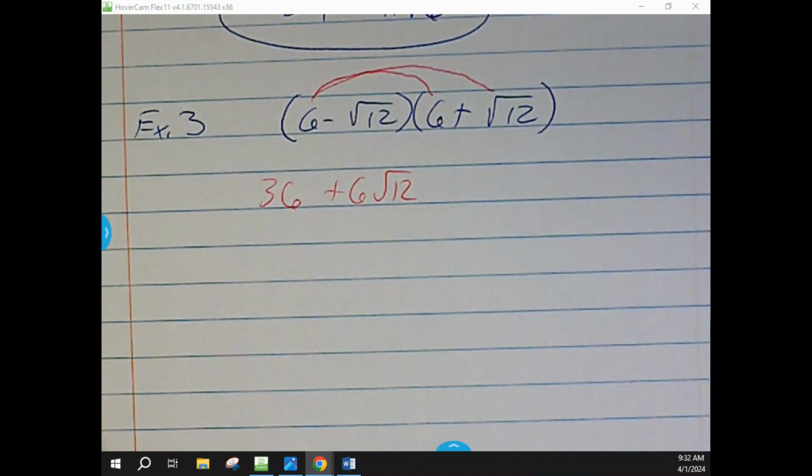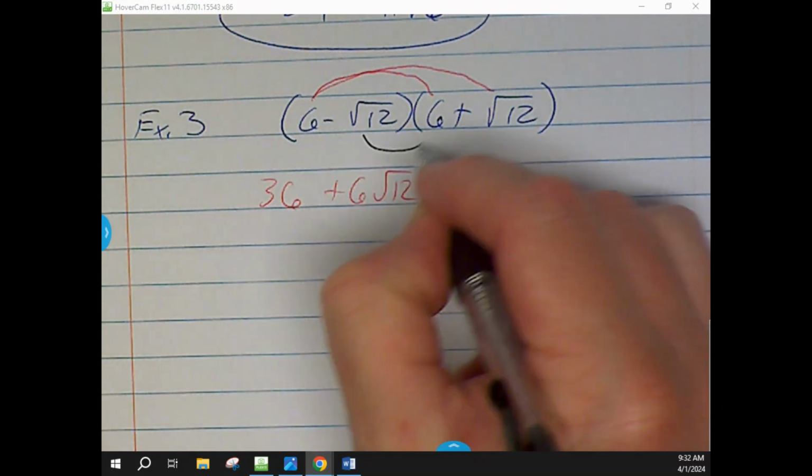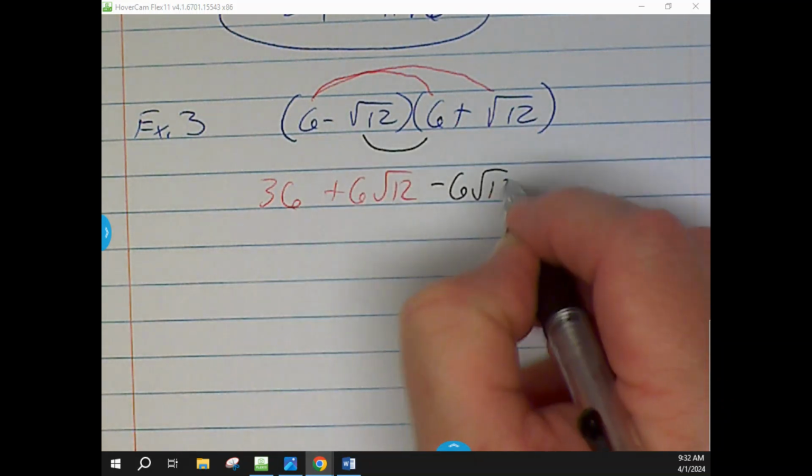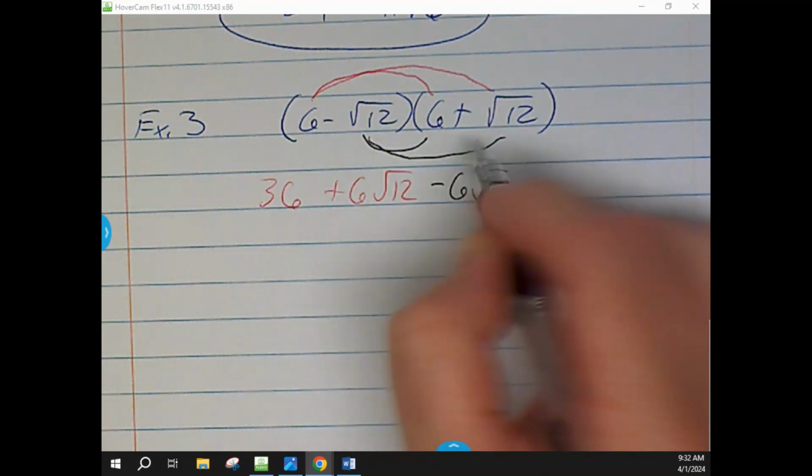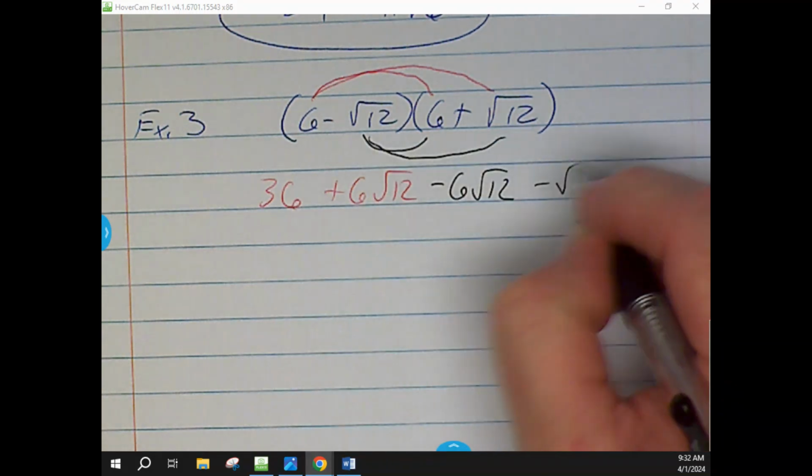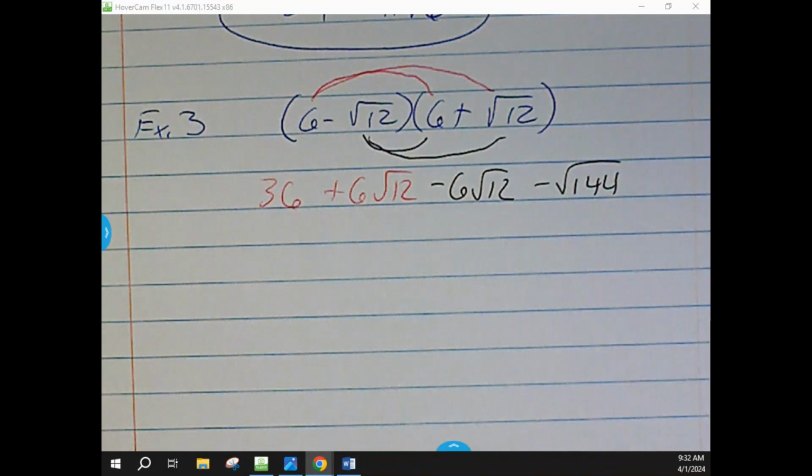Okay, distributive property with the negative square root of 12 times 6 means that's a negative 6 square root of 12. Negative square root of 12 times positive square root of 12, that's a negative 144.